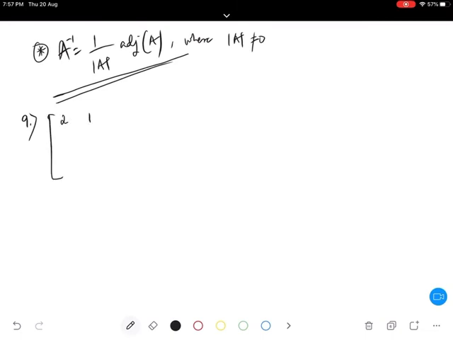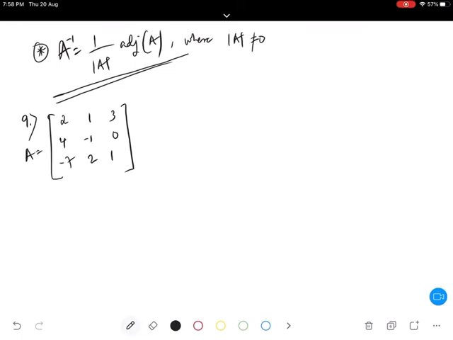So the matrix is [2, 1, 3; 4, -1, 0; -7, 2, 1]. Let's find the inverse of this one. Then we'll do 9, we'll do 11 also, because these things are just the same. As a first thing, what do I need to find? I need to find the determinant of A. So tell me, what is the determinant of A?